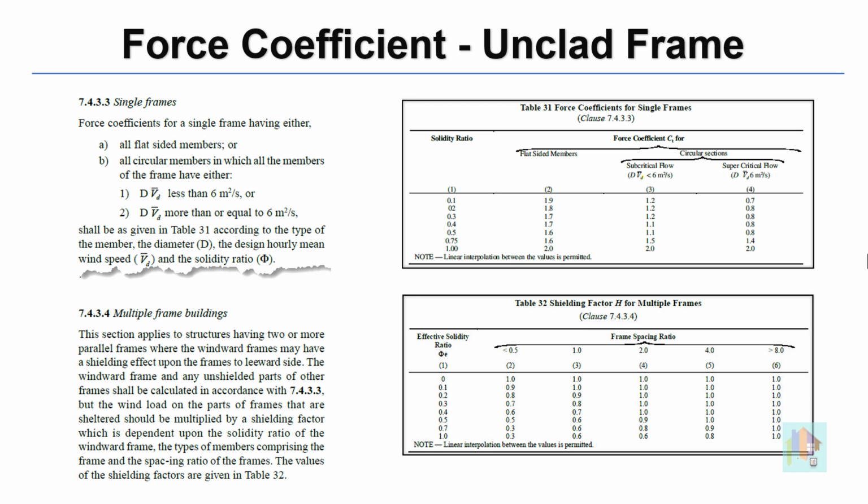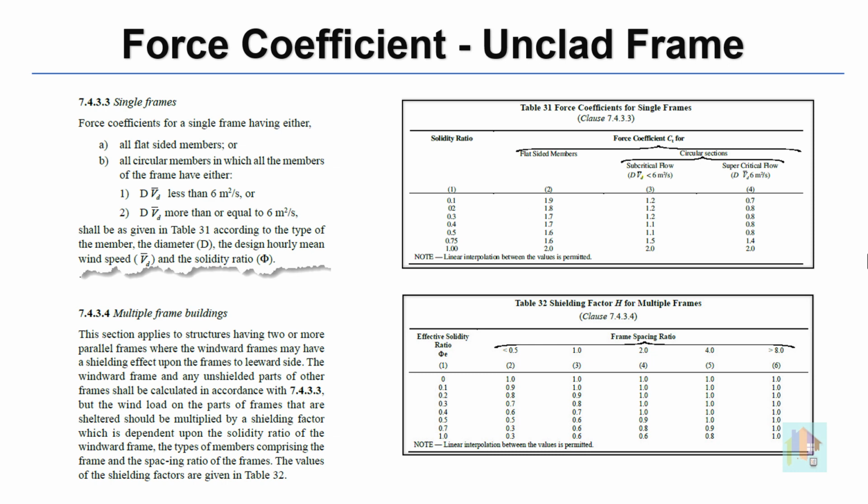If we look at this table, we can notice that the force coefficient depends on the solidity ratio, frame spacing ratio, and exposed surface type, whether the member cross section is flat or circular. For a multiple frame building like this Piperack structure, based on the effective solidity ratio and distance between the frames, the shielding factor is calculated. Then it is multiplied with the force coefficient mentioned under table 31 to find the correct coefficient.